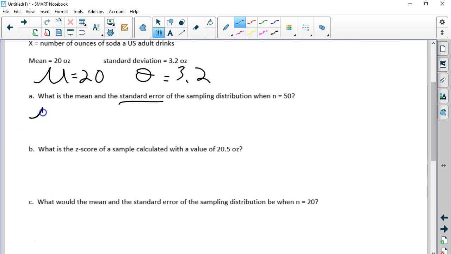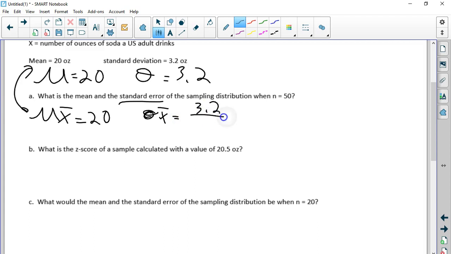So, what is the mean and standard error of the sampling distribution when n is 50? Well, we're going to say the mean is 20 also, because remember we said when normal these should be equal. And then we said the sample standard deviation is equal to the population standard deviation divided by the square root of the number. So that works out to be 0.4525.